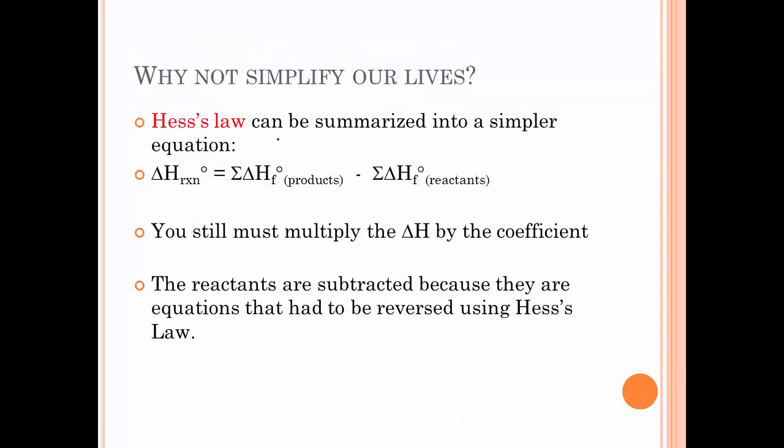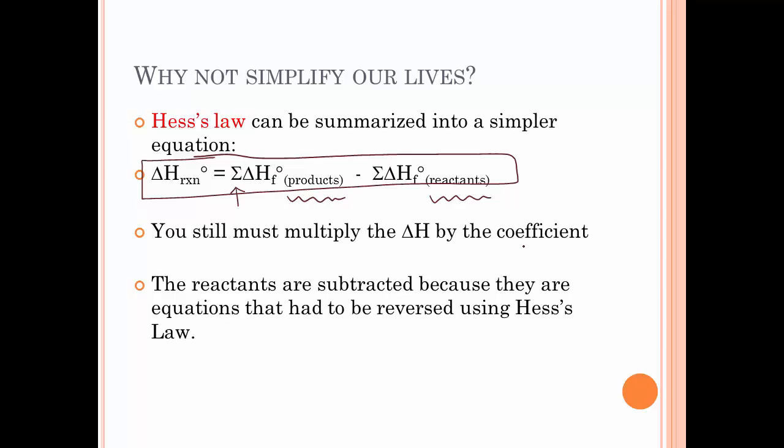So Hess's law can be summarized into this equation that we're going to be using today, and this is just called the summation equation. Basically, you take those values, those delta H of formations, and you take the values for all the products. That little symbol right there means the summation or total. So you take the value for all the products and you subtract the values for all the reactants. So I frequently just say products minus reactants. The thing you have to remember is that you have to multiply those delta H of formations by their coefficients.